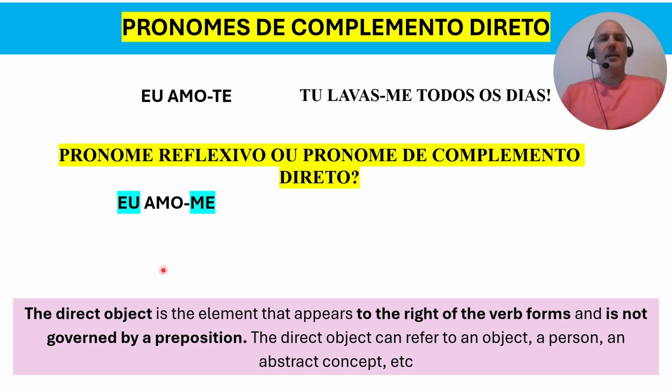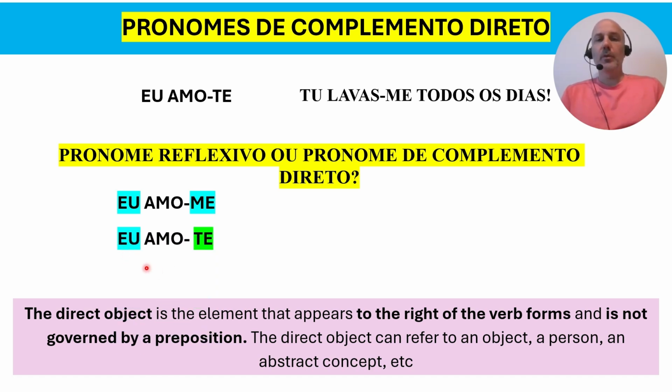So let's see this example. Eu amo-me. So I love myself. So don't forget that every time you're dealing with a reflexive verb, there's only one person there. So a reflexive verb, it's always an action that happens to that person in particular. So in this case, it's just me. If you check this sentence, I love me. So I love myself. I'm doing this to myself. Okay. So this is a reflexive verb.